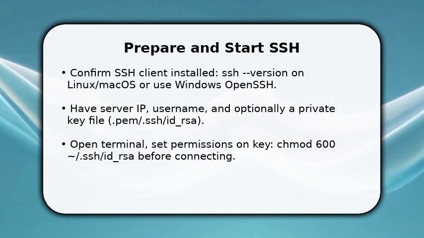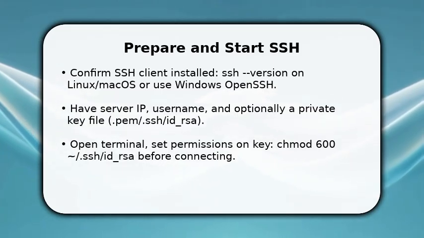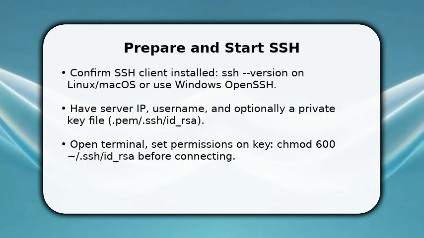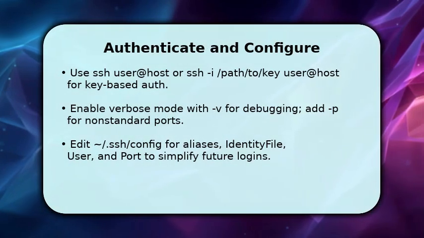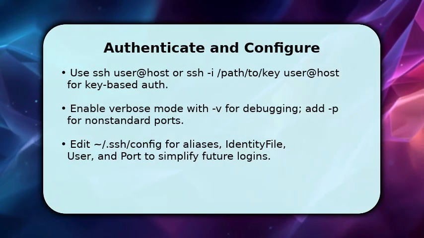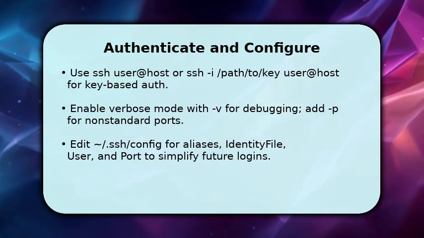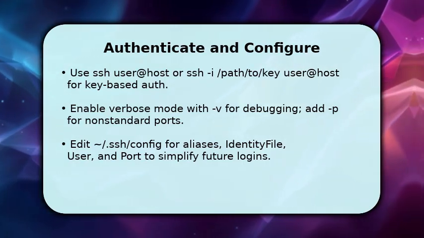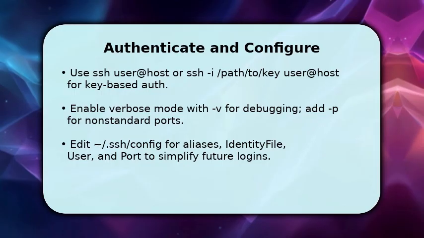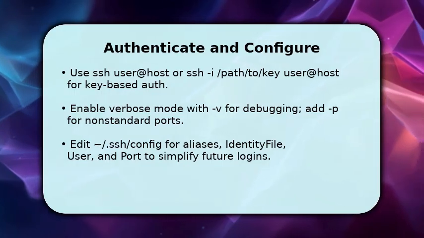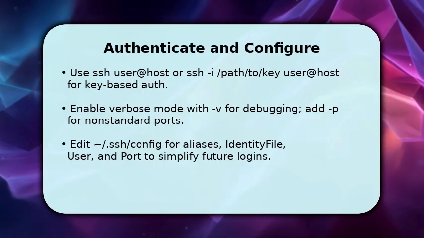Next, you execute authentication and adjust connection options to suit your environment. Run ssh -i /path/to/key user@host for key-based login. If prompted, enter the key passphrase. For password auth, ssh user@host will ask interactively. If a non-standard port is used, include -p 2222.